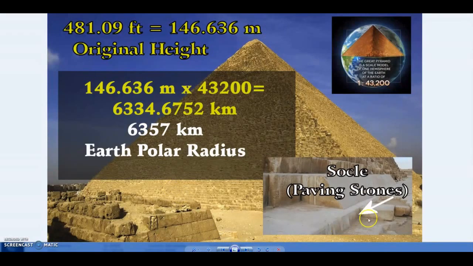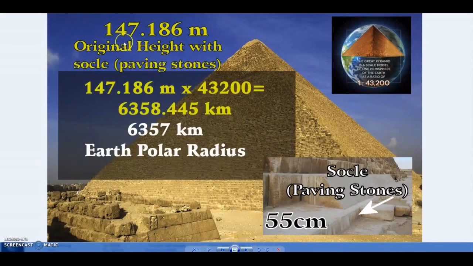However, if we include the socle or the paving stones, which will give us an extra 55 centimeters of height, and therefore 147.186 meters, there we get well within acceptable margins of error in regards to the polar radius of the Earth.